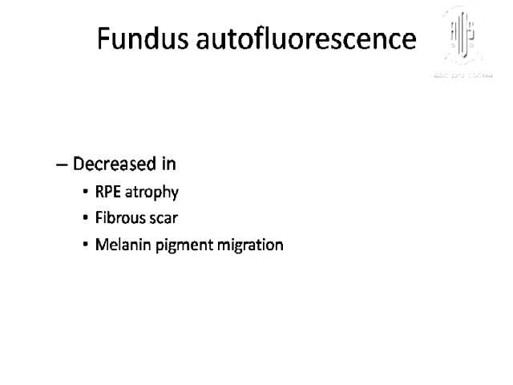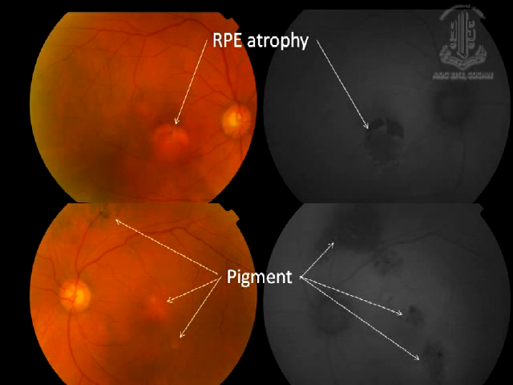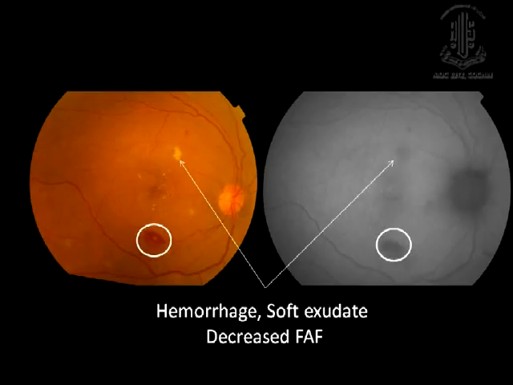So when is autofluorescence decreased? Whenever there is atrophy of retinal pigment epithelium, a fibrous scar or melanin pigment migration. So here we see a patient with retinal pigment epithelial atrophy or choroidal atrophy. You can see this is the normal autofluorescence, but here it is lesser. And pigment again blocks it. You can see the areas of pigmentation quite clearly, blocking the autofluorescence. Hemorrhages and soft exudates also block the autofluorescence. So this is a soft exudate, hemorrhage, you can see correspondingly lesser autofluorescence. This is the normal autofluorescence we see in the background.